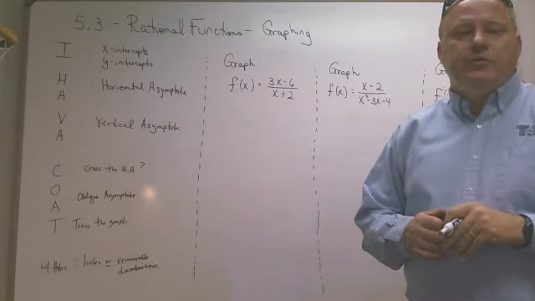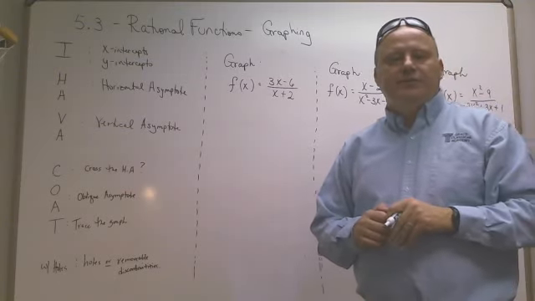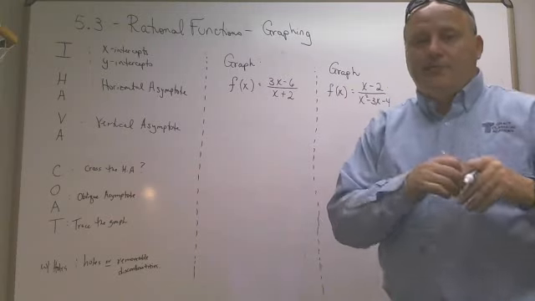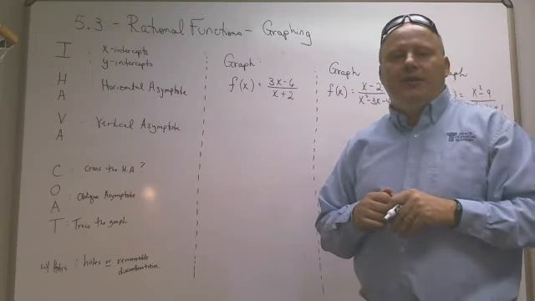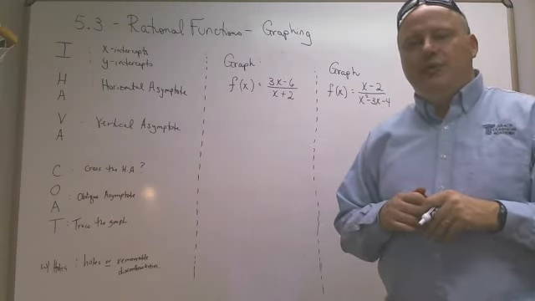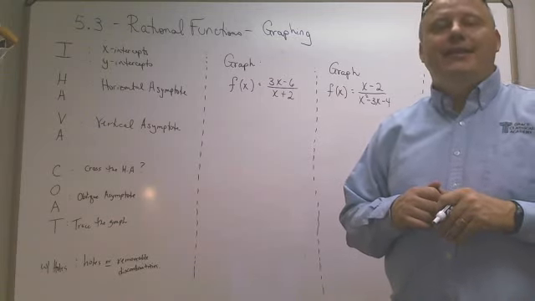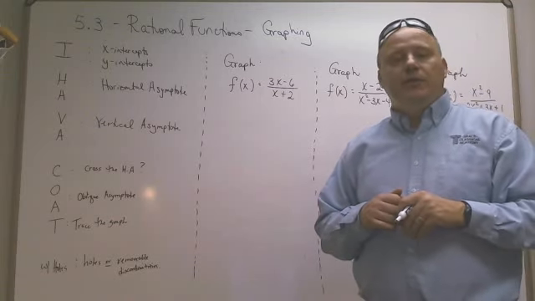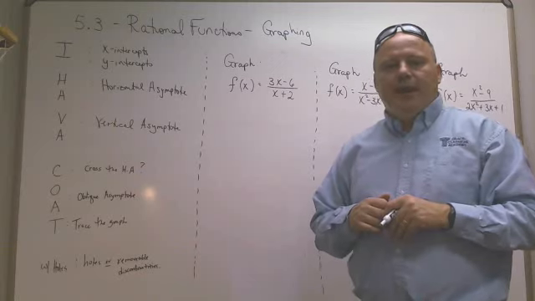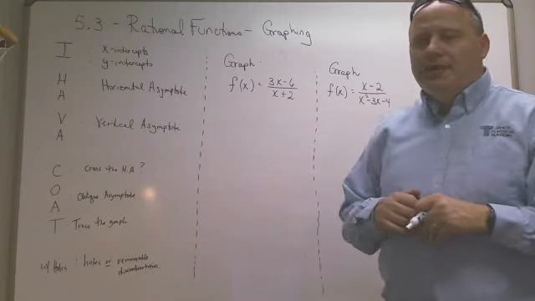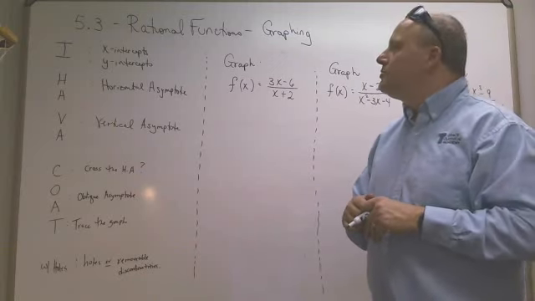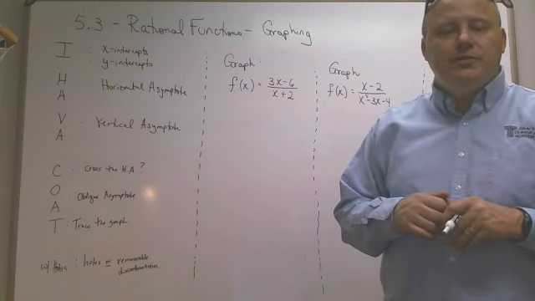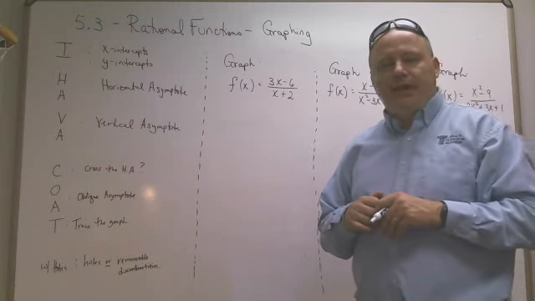Hi, this is the lecture overview of section 5.3 of the rational functions. This is the second part of this topic. In the first part we stuck with finding the domain and the asymptotes, but in this one we are sketching the graphs. And I created a little mnemonic device to help us remember the things we have to do to sketch these types of graphs.